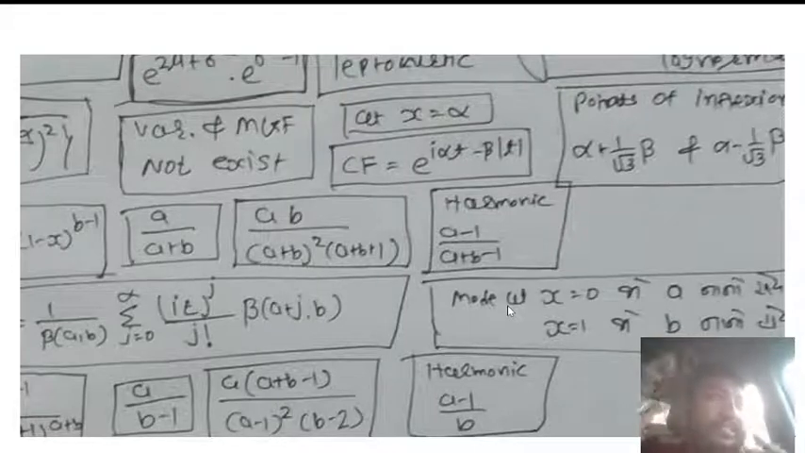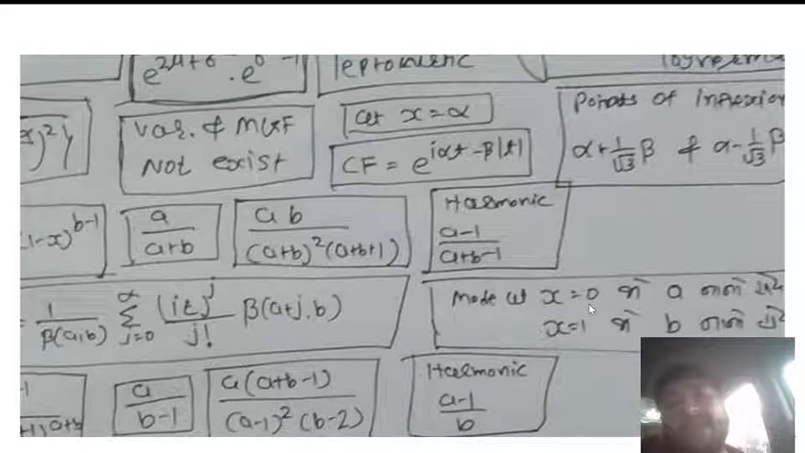In the textbook, you see there are so many cases. While a is equal to 0, b is equal to 1, where will the mode be? The mode will be at x is equal to 0. If a is equal to 0 and b is equal to 0, where is the mode? The mode will be at both x is equal to 0 and x is equal to 1. If a is equal to 1, b is equal to 1, where will the mode be?